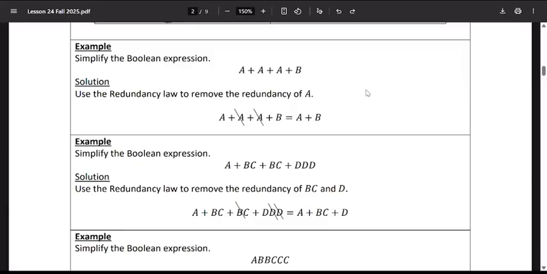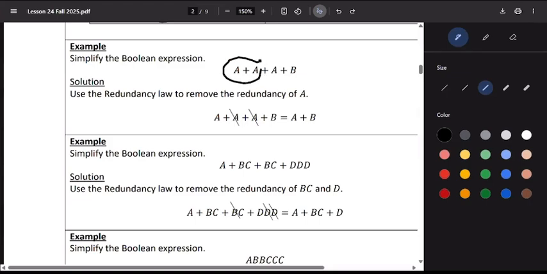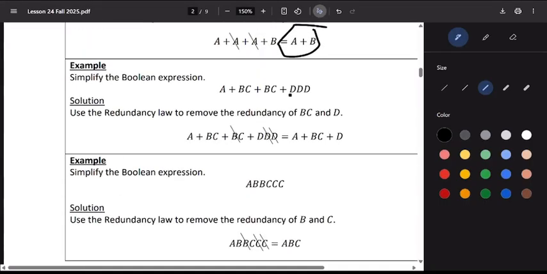For instance, they wanted to simplify this Boolean expression, A plus A plus A plus B. Using the redundancy law of addition, that part is going to be A, and of course A plus A is also going to be A using the redundancy law. So finally I'm going to have this here.